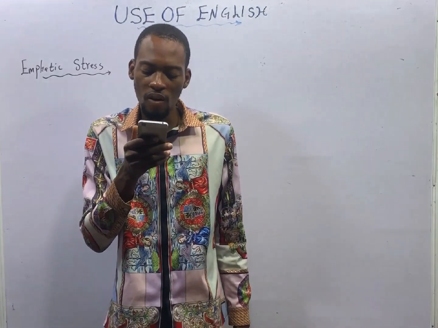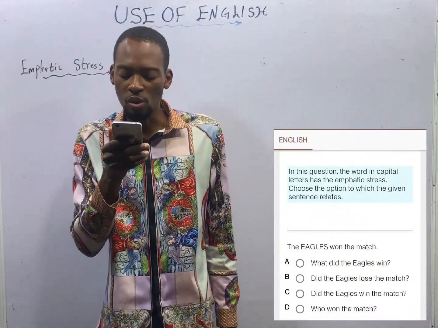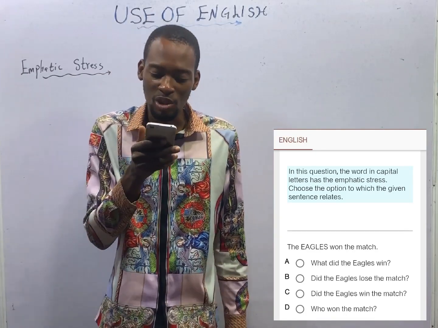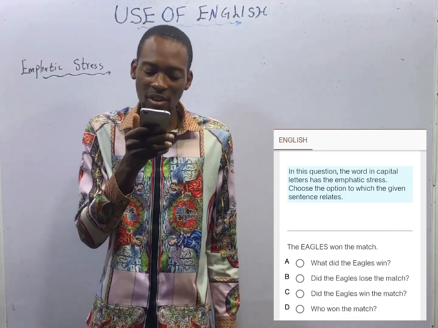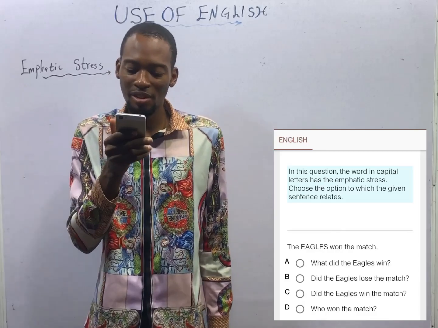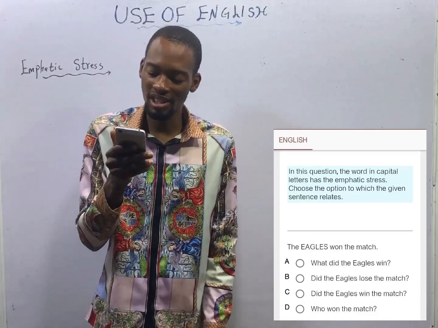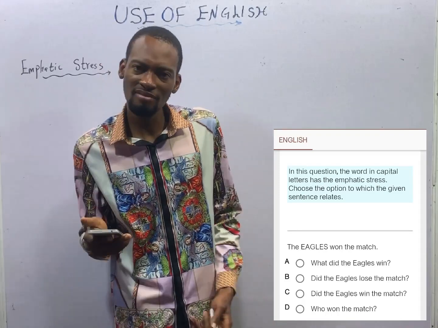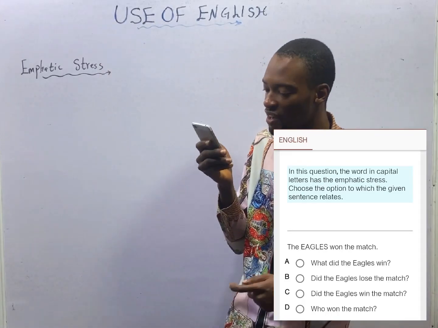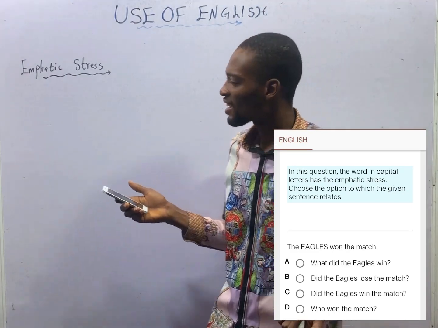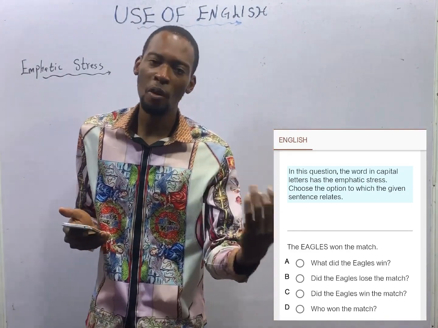The eagles won the match. Eagles, we mean the eagles, not fowls, not snails. So option A, eagles. Option B, eagles. Option C, eagles. A, B, C, wrong. Option D is our correct answer. Besides, if I say who won the match and you say the eagles, that already answers that. It's emphasizing my answer.